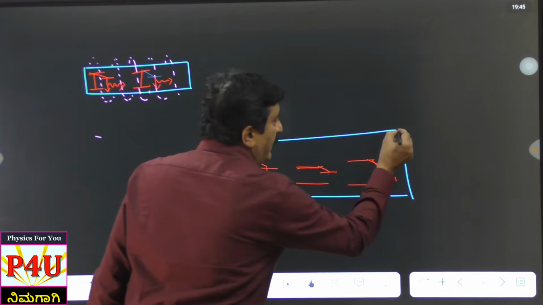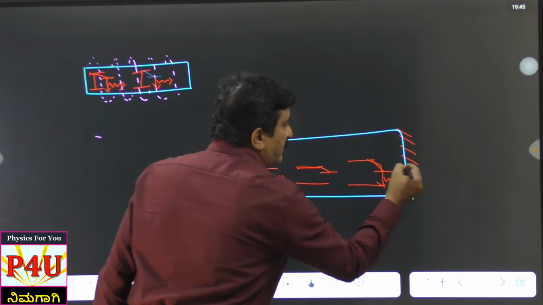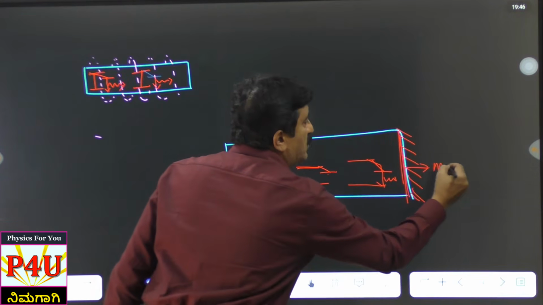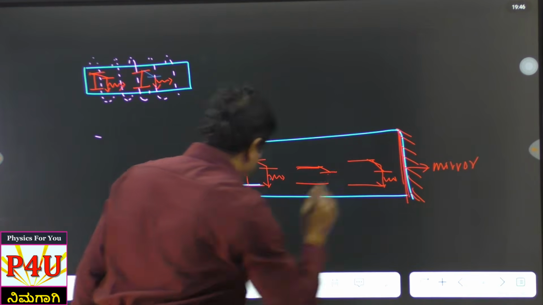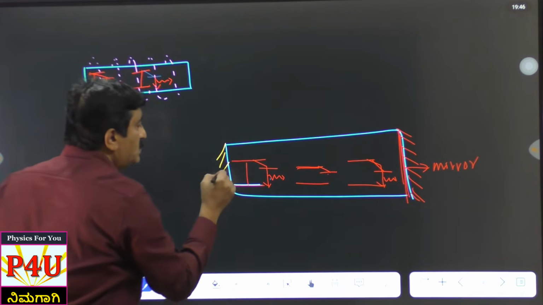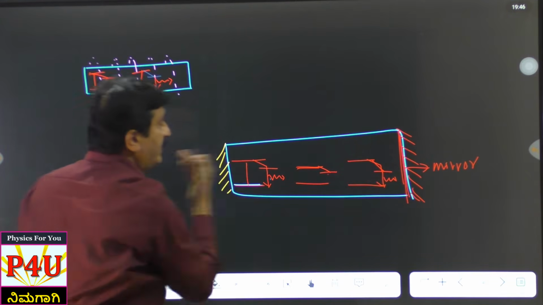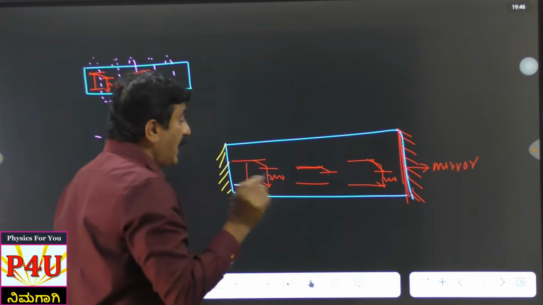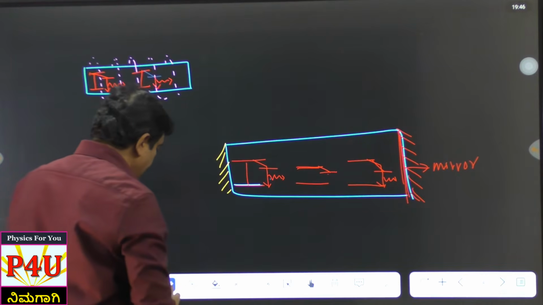For that to happen, that photon should suffer reflection here. That means this surface should act like a mirror. Not only there, even here also, because it is going there reflecting. Both the ends should act like mirrors. So as a result, what happens?